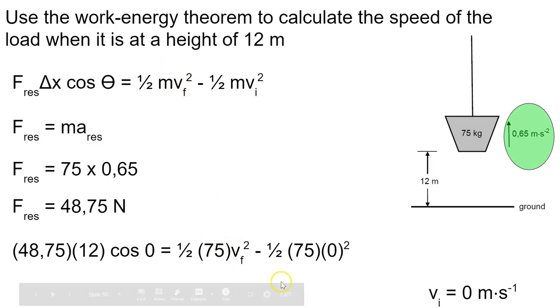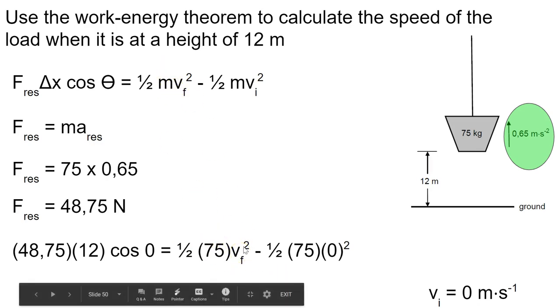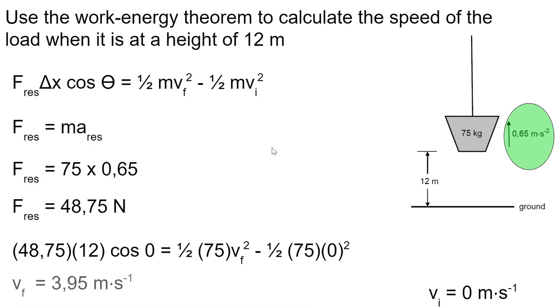kinetic energy. I don't know what my final kinetic energy is. This is the one that I need to calculate. But I do know my initial kinetic energy is 0. So I've got all the values and I can calculate this on my calculator to find the value of final velocity. So if I do my calculation, I get that my final velocity is 3,95 meters per second.